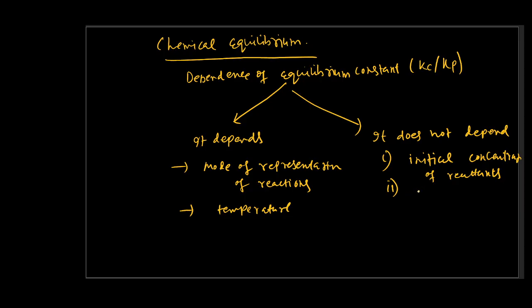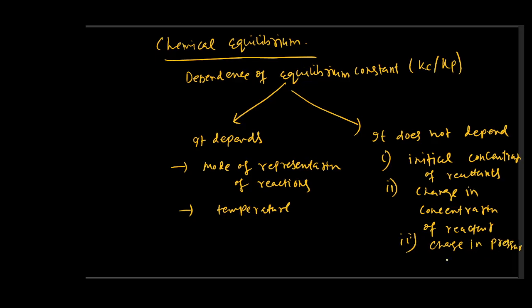and concentration, that is, you can write change in concentrations of reactants, or you can write change in pressure or volume, etc. So we are discussing how the equilibrium constant depends on this and how it does not depend.